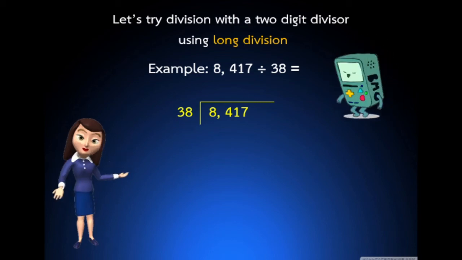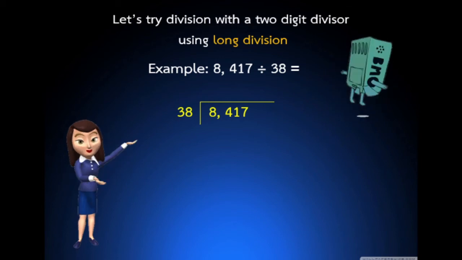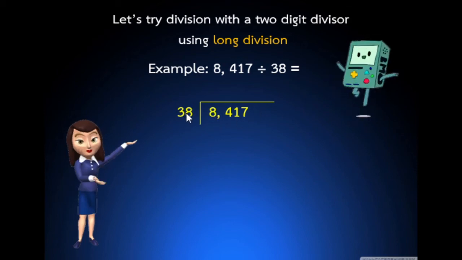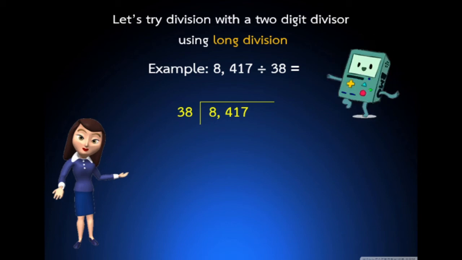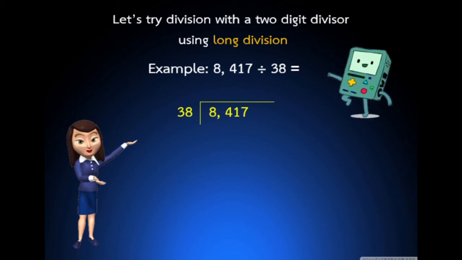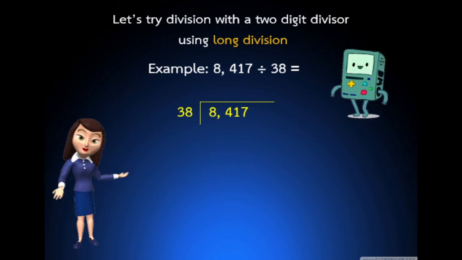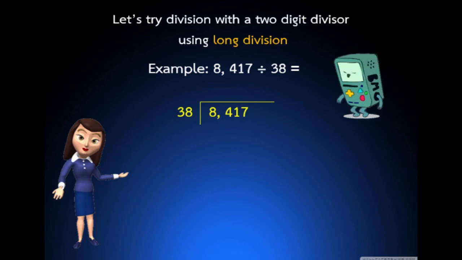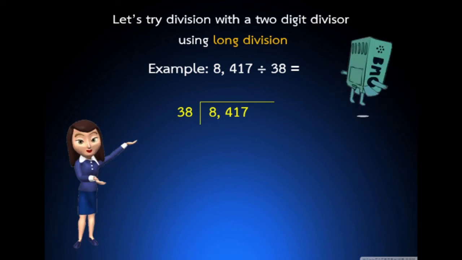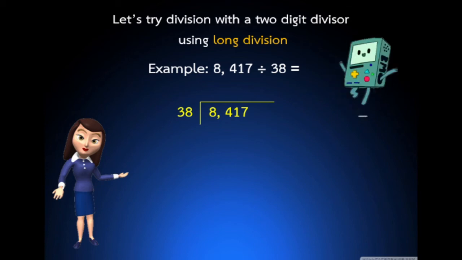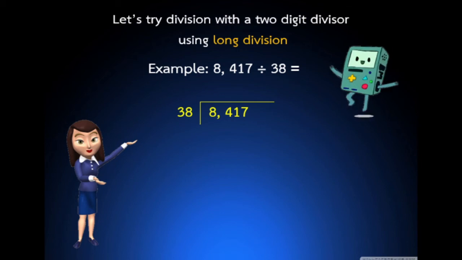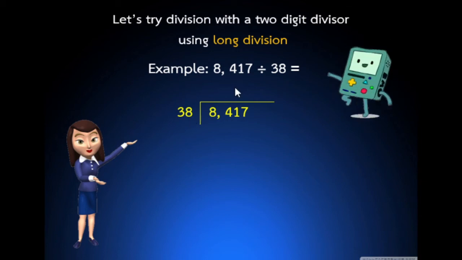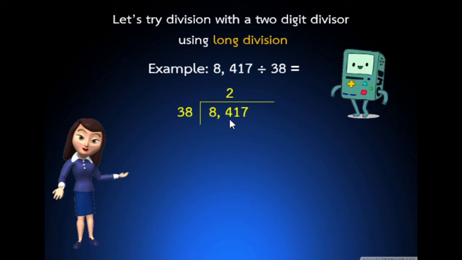We have to divide each digit of the dividend by the divisor. So, it's 8 divided by 38. Can we divide 8 and 38? No, we cannot, right? So, we put together the 2 digits, 84. 84 divided by 38. We get 2. Write 2 on top of 4.